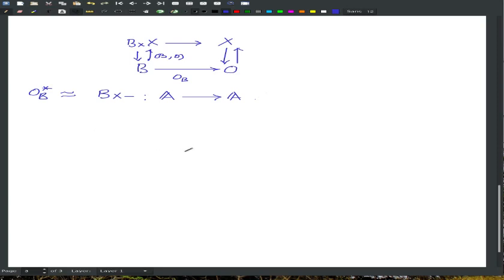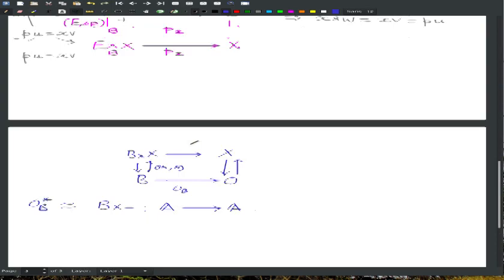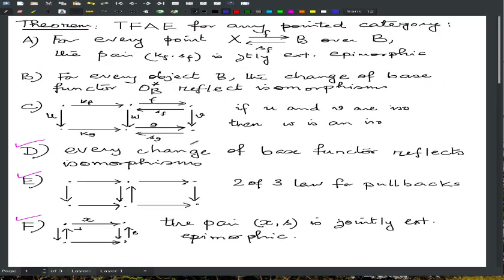So now let's come back to one of these issues. So do you have all these things written down? It would be better if you could have it beside you.